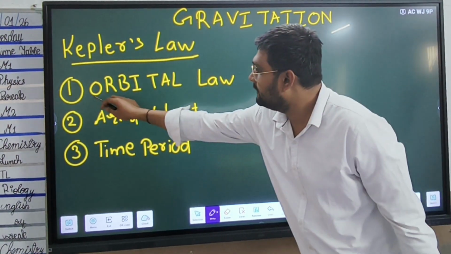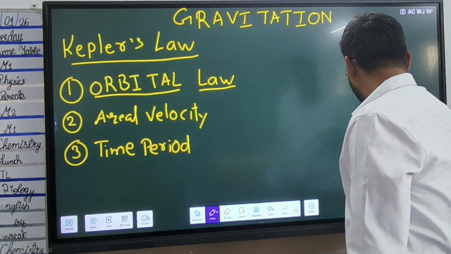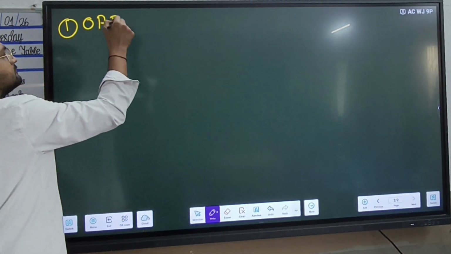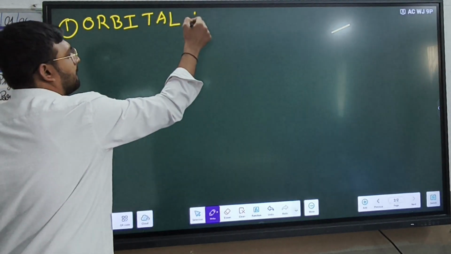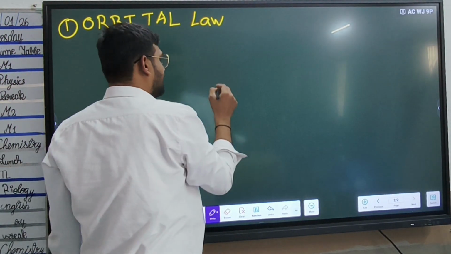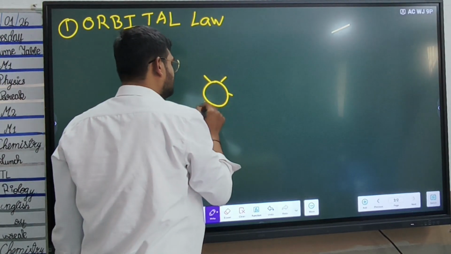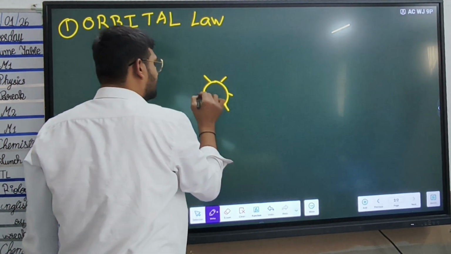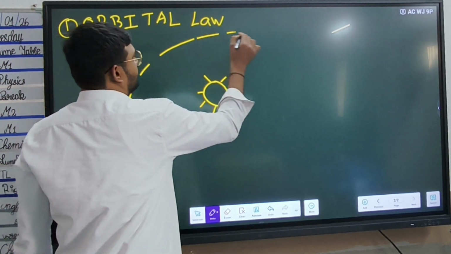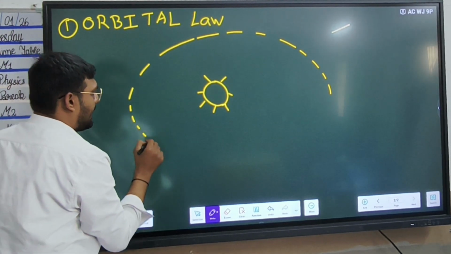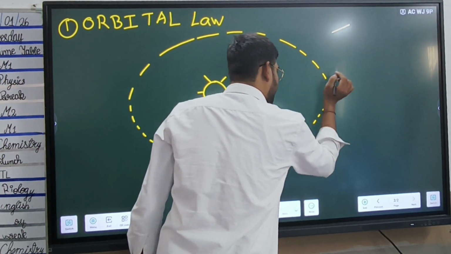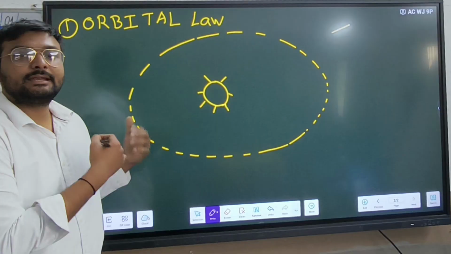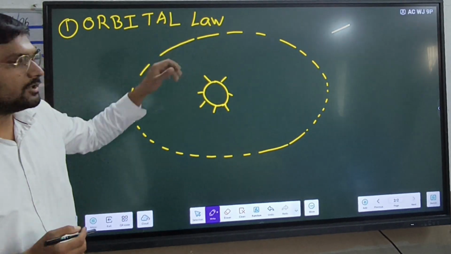Let us move to the first law, that is the orbital law. Kepler's first law states that the Sun is in the center and all the planets revolve around the Sun in an elliptical path. The Sun is at one of the foci of the ellipse. This is the first law of Kepler, the orbital law.